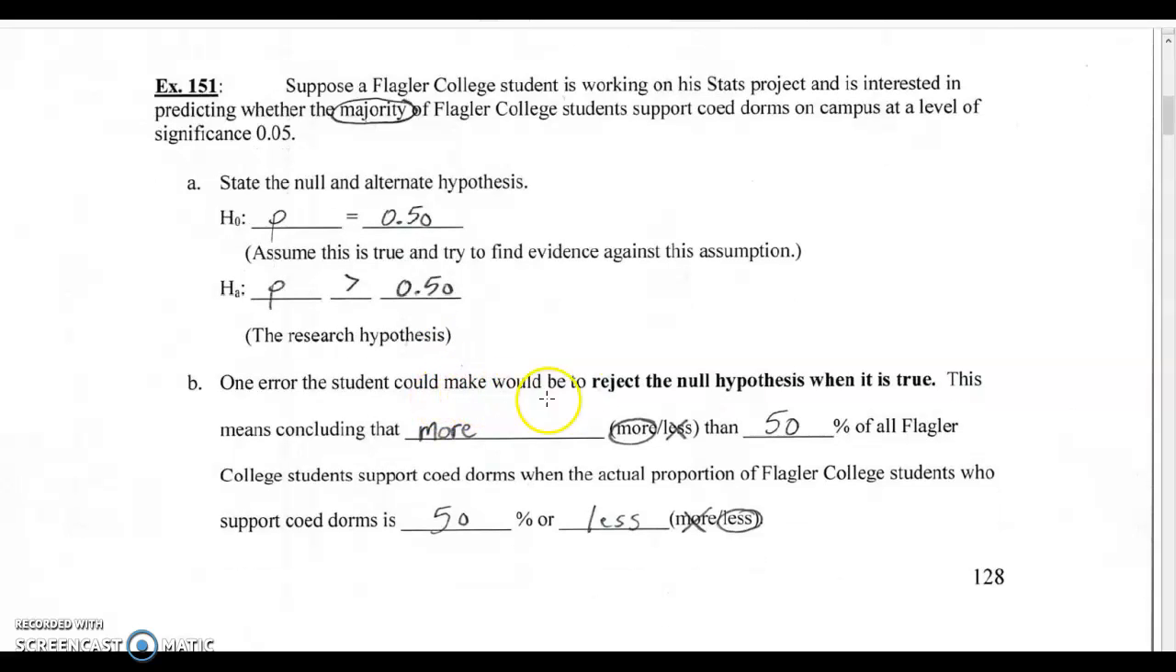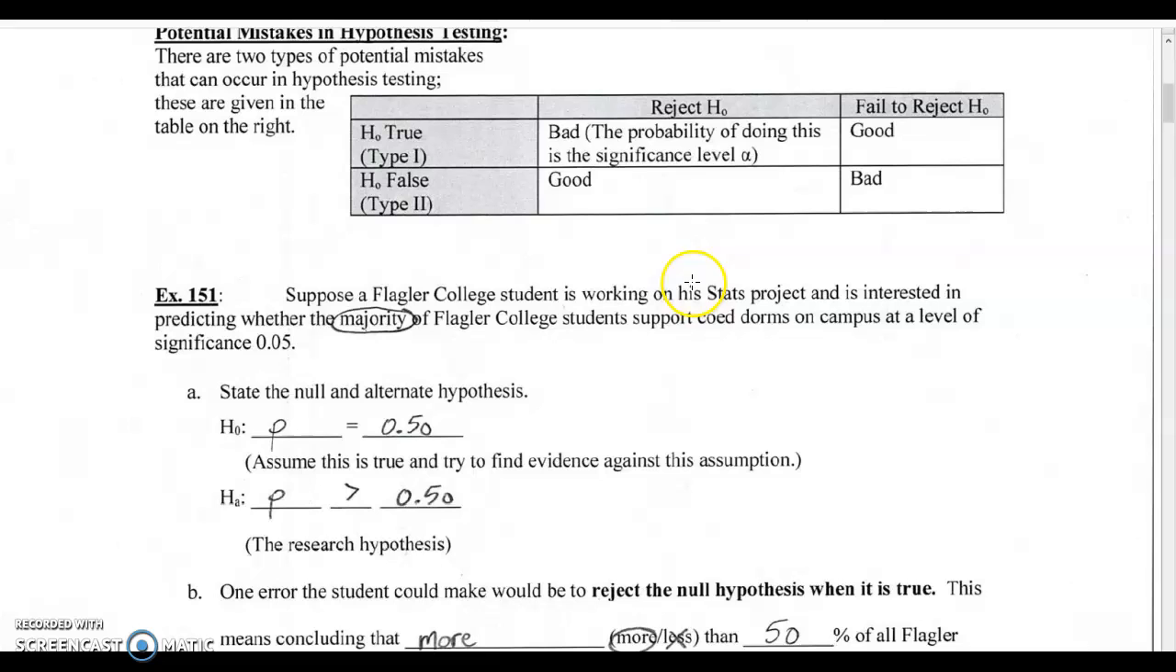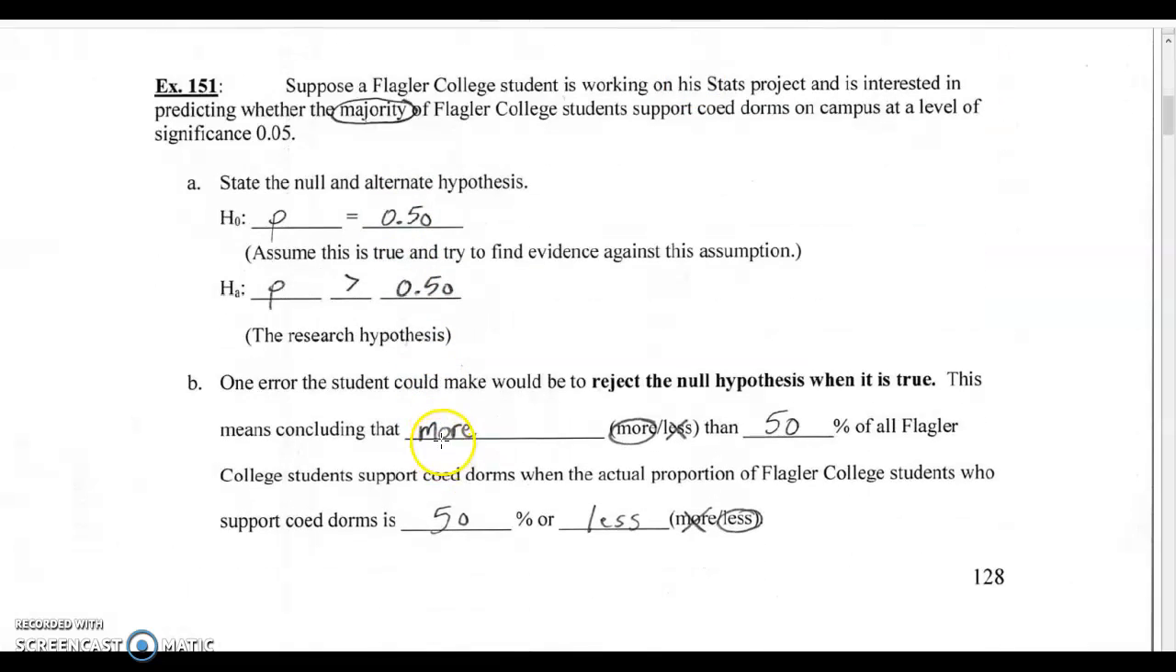Now, one error the student could make would be to reject the null hypothesis when it is true. This is called a type 1 error. If you go back up to this table, this is reject the null when it's actually true. That's a type 1 error. This means we would actually conclude the alternative, which is that more than 50% of all Flagler College students, or the majority, support co-ed dorms, when the actual proportion of Flagler College students who support co-ed dorms is really 50% or less, because we should not have rejected the null.